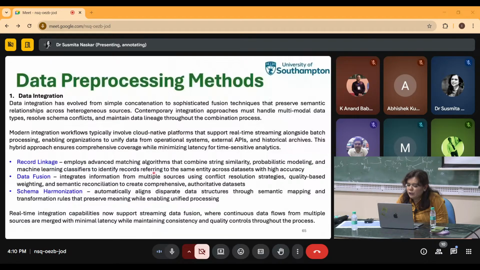And here you can see that we always try to identify and merge records which refer to the same entity across different data sets. This uses advanced matching algorithms like string similarity and those things. Then data fusion, I think data fusion is one of the very important processes. This is the process of integrating information from multiple sources and then applying conflict resolution. It's been used quite a lot in uncertainty quantification and semantic reconciliation to create a very comprehensive, authoritative data set.